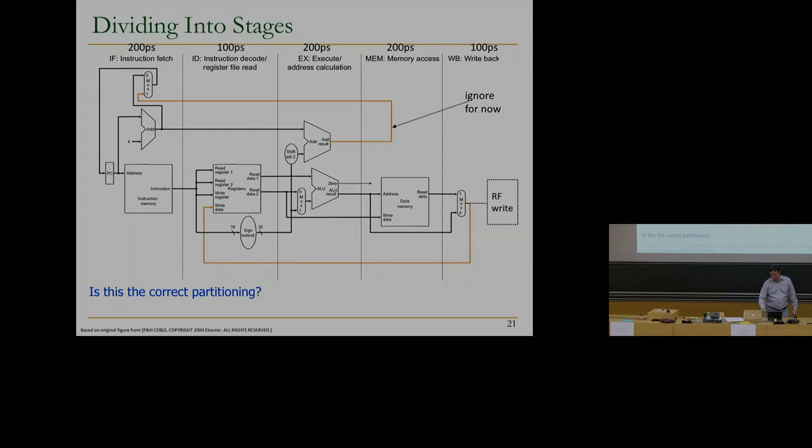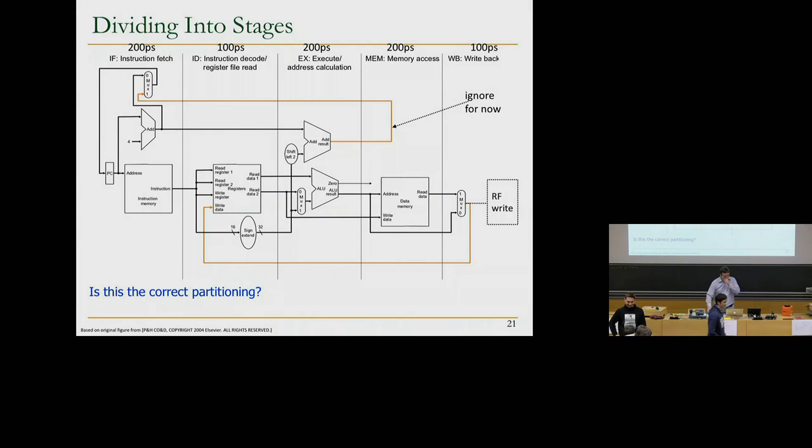Okay, part two. So we have our architecture, we made this division, and the last question we were asking before the break was, is this the correct partitioning? Why did I use 1, 2, 3, 4, 5 stages? Why wasn't it 2? Why wasn't it 100?